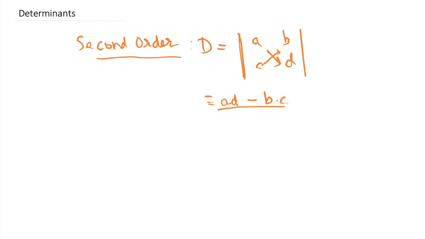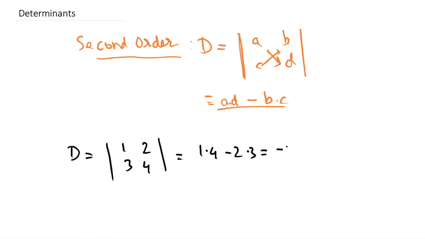Let's take an example. If you had to evaluate this determinant 1, 2, 3, 4, its value will be 1 into 4 minus 2 into 3, and this will be minus 2.